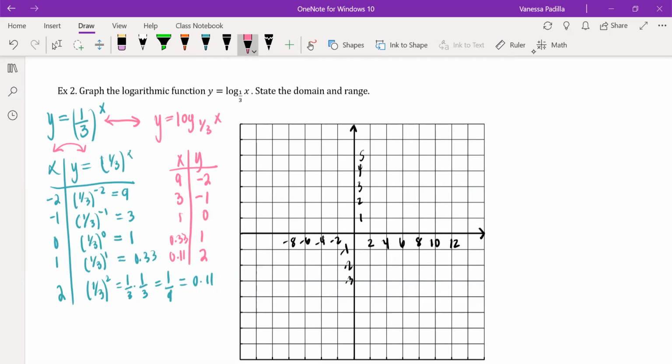So we have (9, -2). So down there, and then we have (3, -1), (1, 0), (0.33, 1), and then (0.11, 2), so it's about there. So I could tell it's kind of doing this.